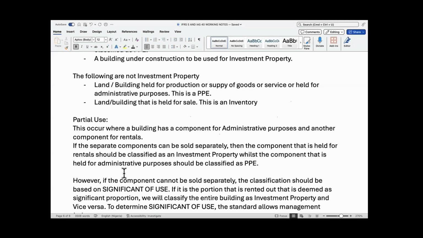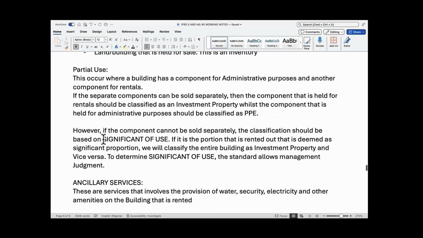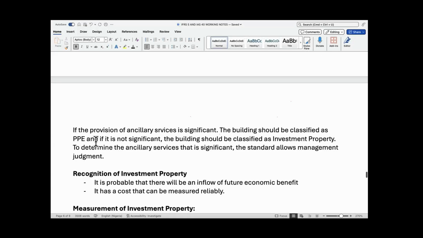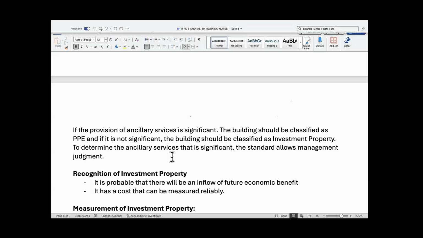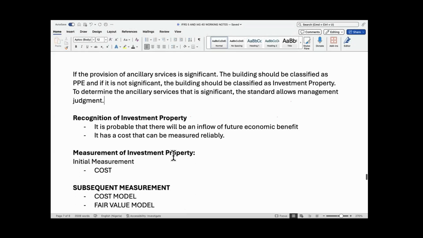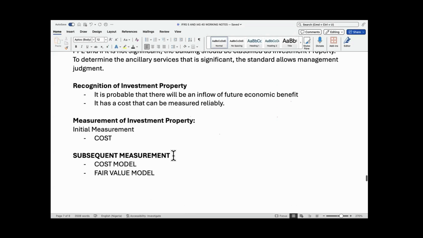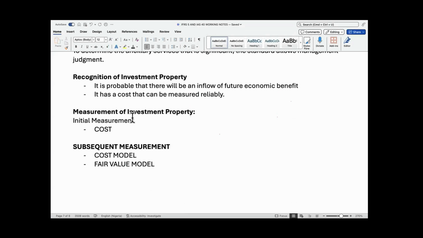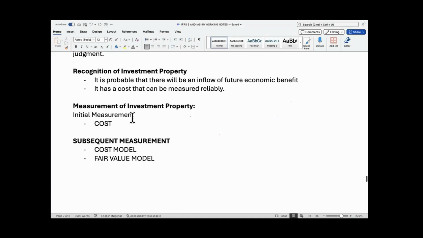So the standard did not tell us that, okay, this is the one. So we can use our judgment. The same thing for the significance of use, the same thing for ancillary service that is significant. They allow you to decide because there are different types of building and all of that. So we cannot possibly cover everything like that. Okay, so that's for that. So for recognition and measurements, nothing new, similar to what we have done before.